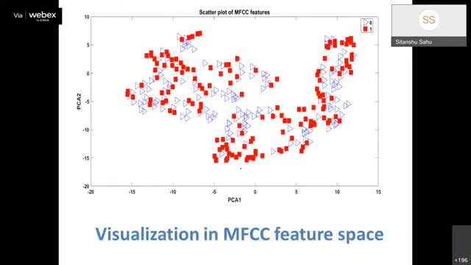Okay, so if you look at the distribution of the features in the MFCC domain, there is overlapping of the features.